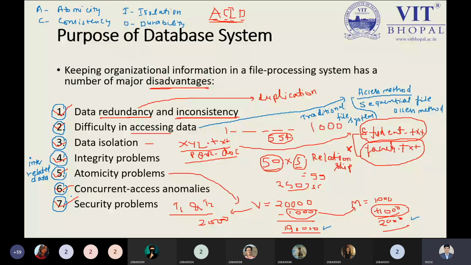Now clear? Yes, sir. So concurrent access is an advantage in a new database system, sir? Yes, of course, it is an advantage. Concurrent access anomalies means concurrent access issues in the traditional file system, so that was a disadvantage. I have already underlined the disadvantages. These are the 7 disadvantages of the traditional file system, and these 7 disadvantages become the advantages of the database system. Now clear?